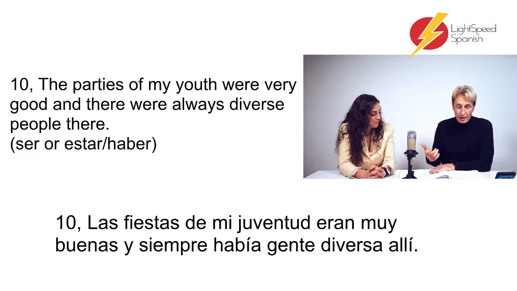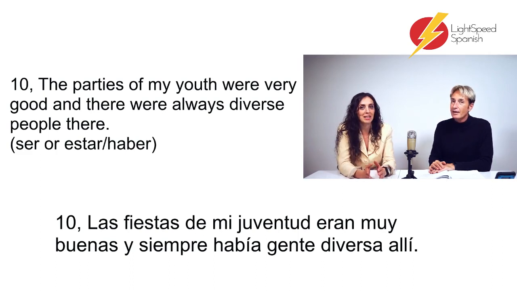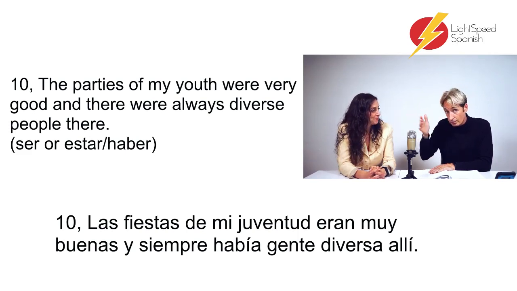So, the parties of my youth were, eran. Why? Well, because we're describing what they used to be like. This is imperfect. And obviously, we're not going to use estar. We're using ser because this is a description, a permanent trait of the party. This is what the parties were like. And then había, because there were always people there. Ongoing, always. It wasn't a one-off thing with the preterite. And also another thing that catches people, there was. They go for was and they don't realize it's there was, and it's había. It's the same all the way through. When you hear there is, there are, there was, there were, it's haber, había. You've got to be so careful. Or hubo, but obviously that's different.